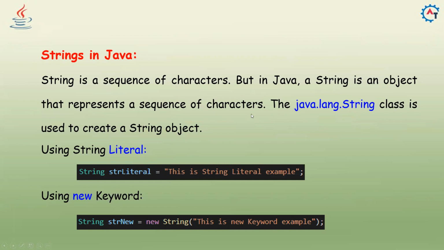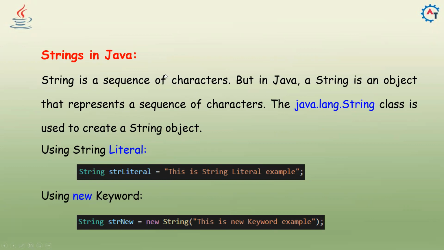a sequence of characters. The java.lang.String class is used to create a string object. Normally, string means a sequence of characters. Everything is a string. Even this paragraph is a kind of string. S is a character, T is a character, R is a character, so a sequence of these characters is called a string. But in Java, apart from that, a string is also an object, defined in the java.lang package.